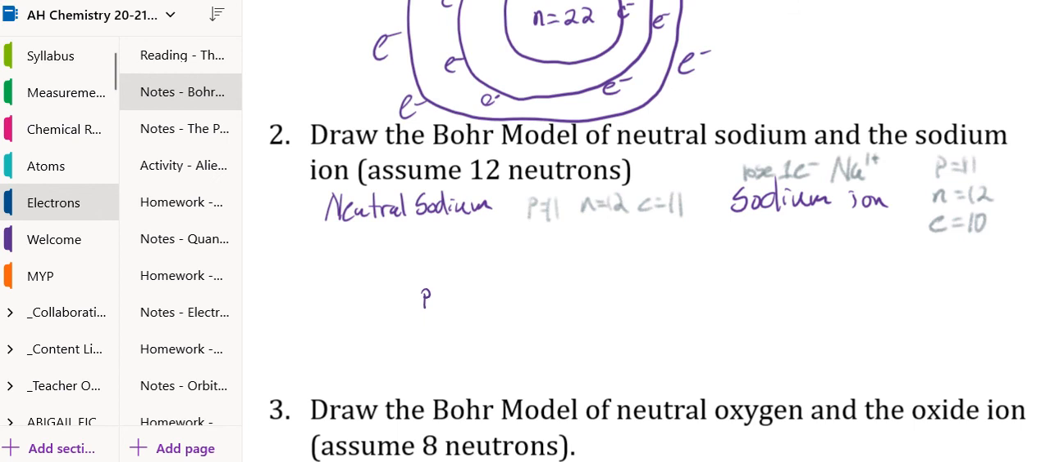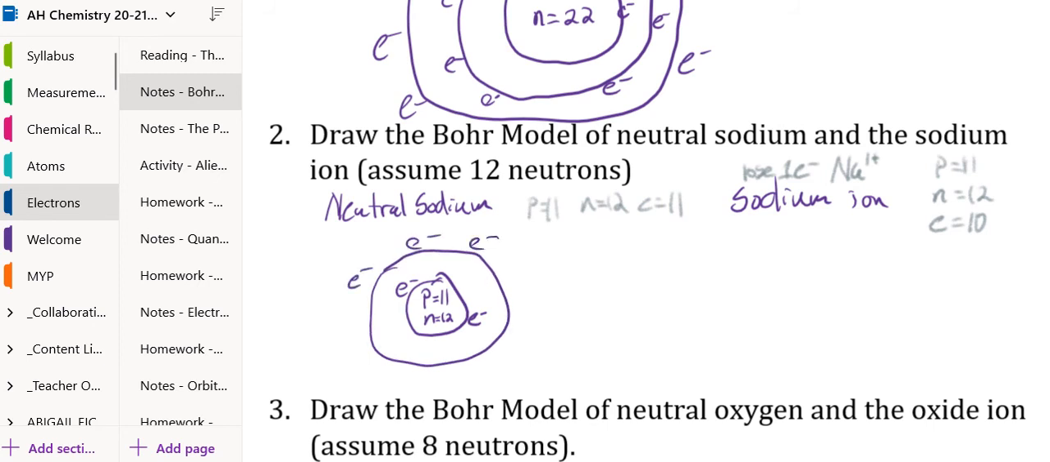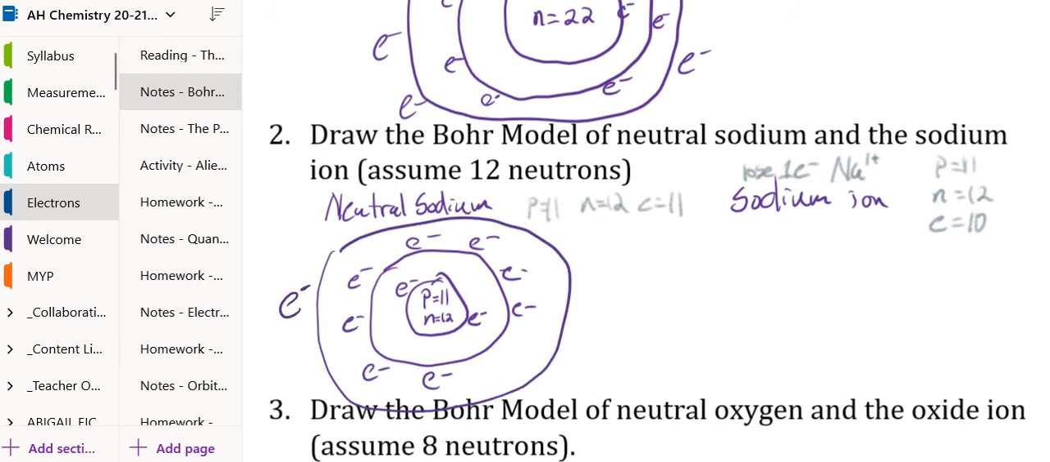So, protons and neutrons in the nucleus. How many electrons on the first energy level? 2 is full. Second energy level for neutral sodium, 8. And we need the third energy level, right? How many electrons? 1. Is that 8, 5? Yep. Good.